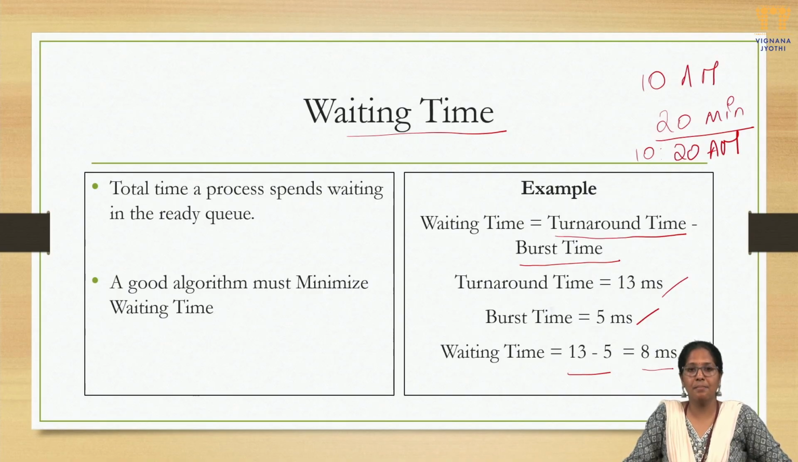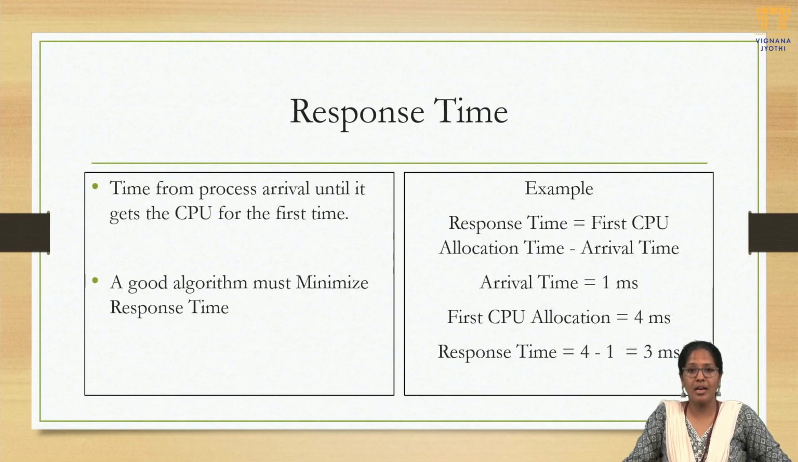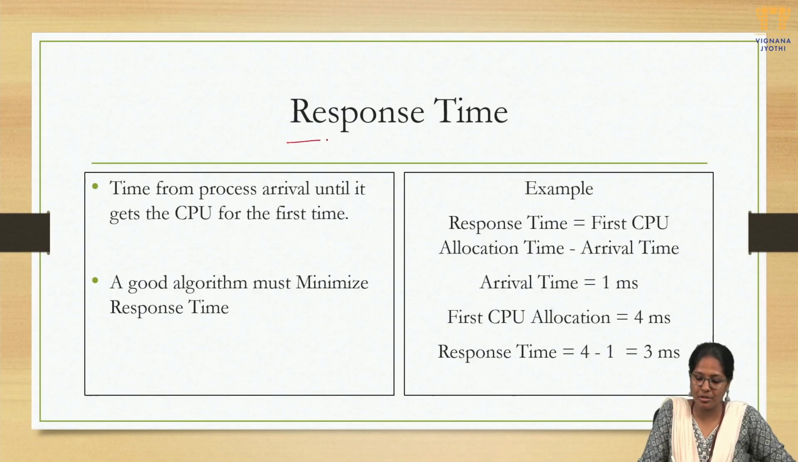The goal of an efficient CPU scheduling algorithm is to minimize the waiting time so that the processes spend less time in the ready queue and more time executing. So far, we have learned how long a process waits in the ready queue and how long it takes to complete its execution. However, in many systems, especially interactive applications, users are more concerned about how quickly the system starts responding to their request rather than how long it takes to finish. This is measured using the next scheduling criterion, which is called response time.